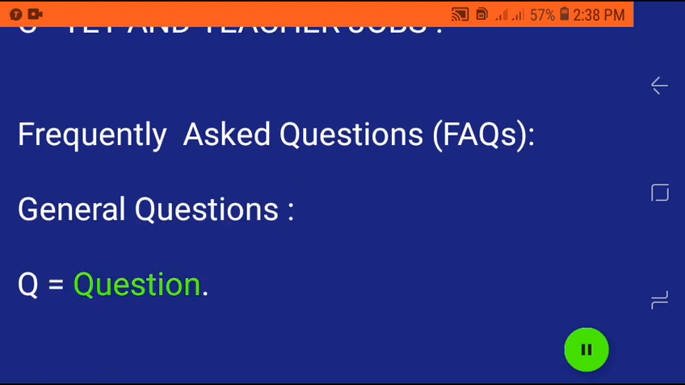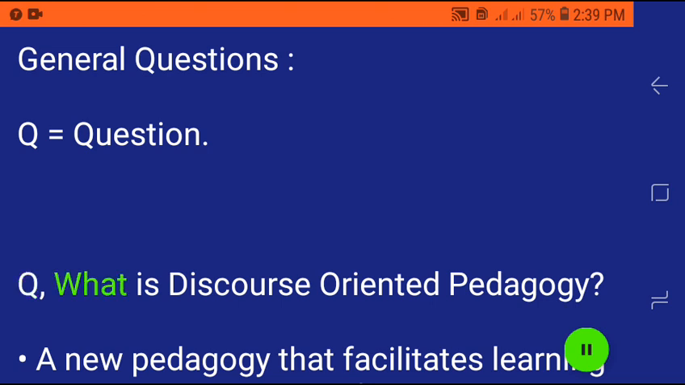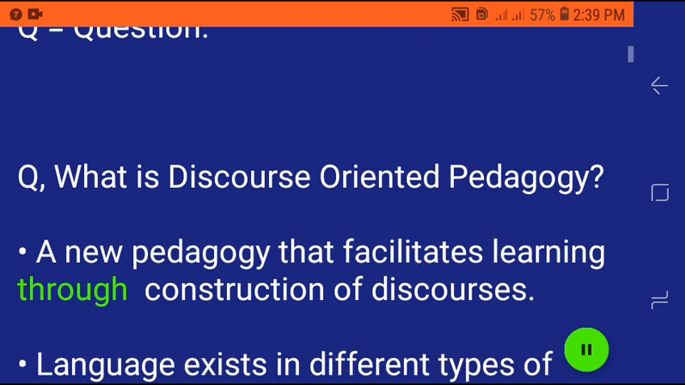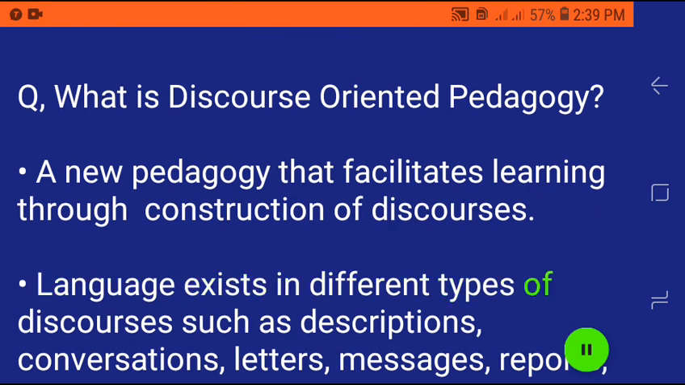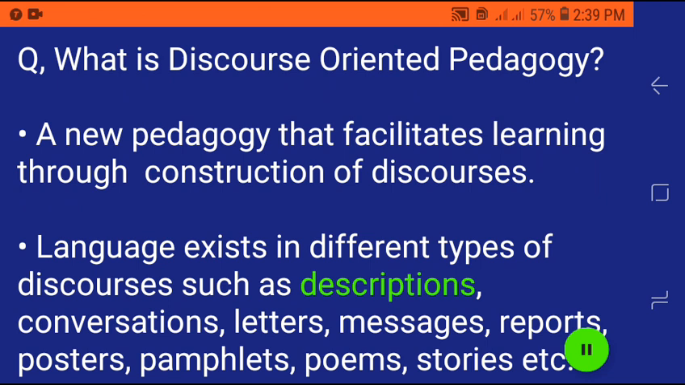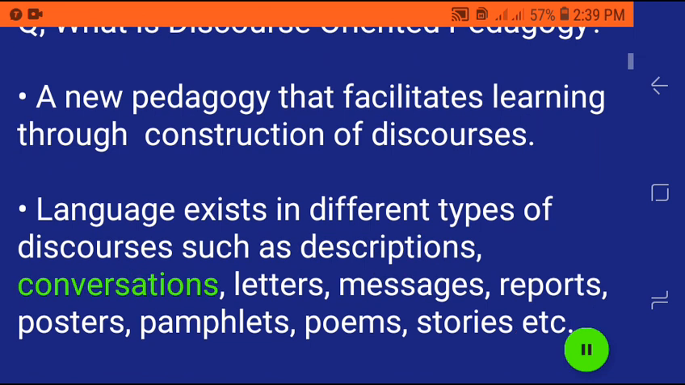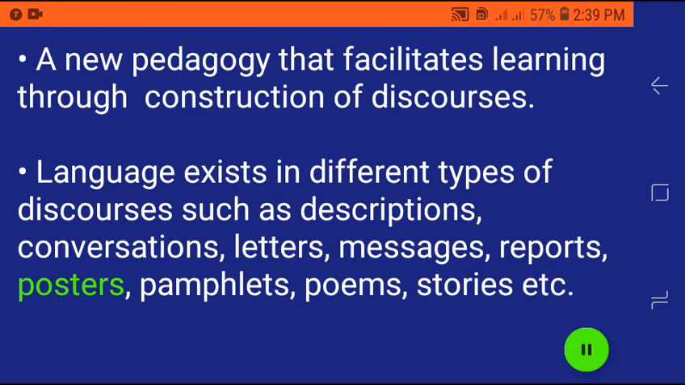Q. What is discourse-oriented pedagogy? A new pedagogy that facilitates learning through construction of discourses. Language exists in different types of discourses such as descriptions, conversations, letters, messages, reports, posters, pamphlets, poems, stories etc.